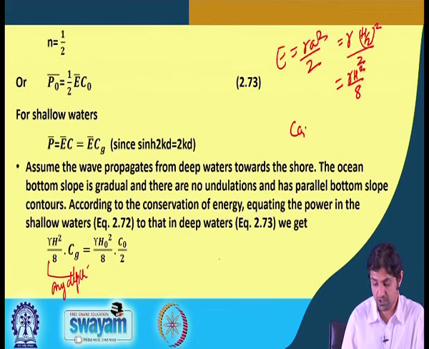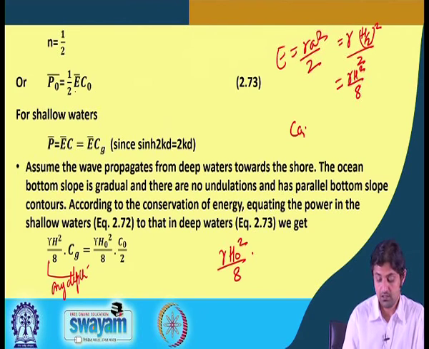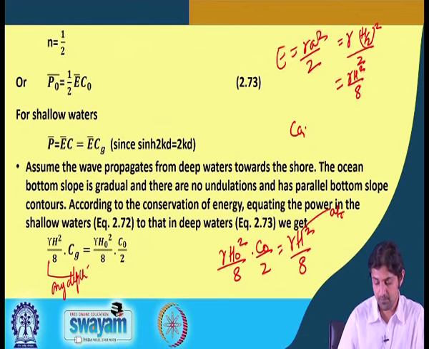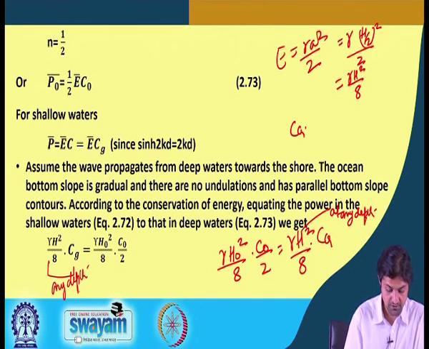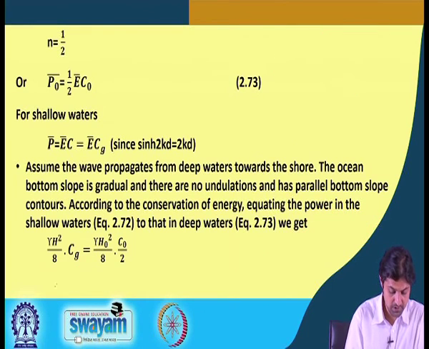So, in deep water it will be gamma h naught square by 8, where h naught indicates the wave height in deep water, multiplied by Cg, which is C naught by 2. This will be equal to gamma h square by 8, where h is the wave height at any depth where we want to calculate, multiplied by Cg. This is what this equation is all about.